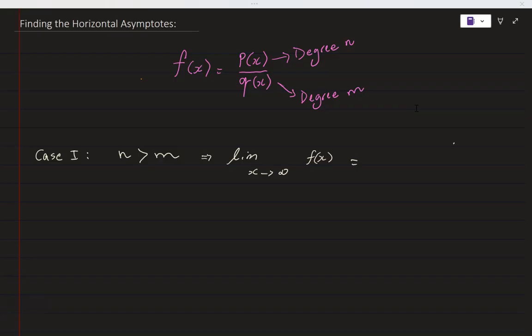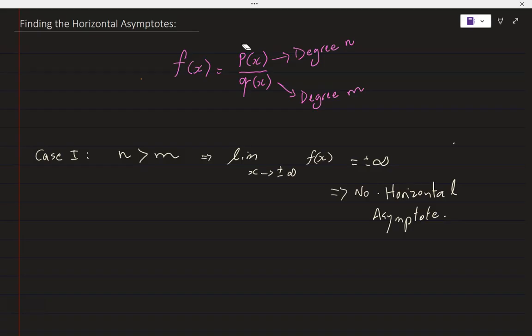Okay, so the first case is n greater than m. That means the degree of the numerator is greater than the degree of the denominator. If you have that, when you take the limit as x approaches infinity of f of x, in this case I'm using just positive infinity, but negative infinity will be the same, you will end up getting infinity. So the limit as x approaches plus or minus infinity will give you plus or minus infinity. And in this case, you have no horizontal asymptote.